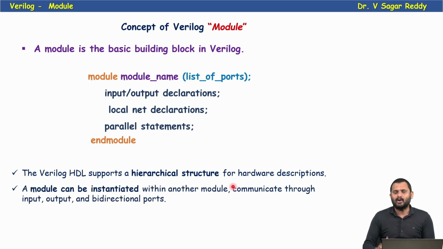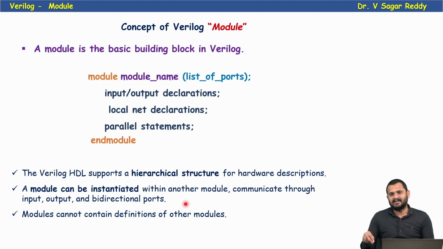Also, a model can be instantiated within another model, communicating through input, output and bidirectional ports. So we can define a model, and we can instantiate this model in another model also. And models cannot contain definitions of other models. We cannot define one model in another model. We just instantiate the model in another model.